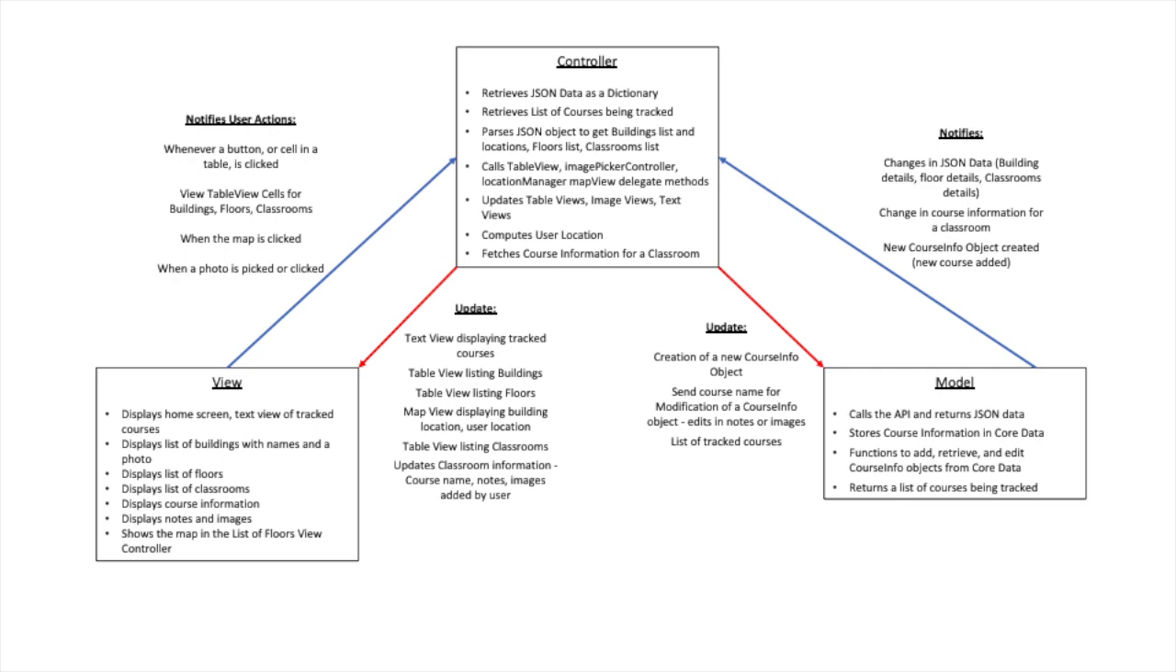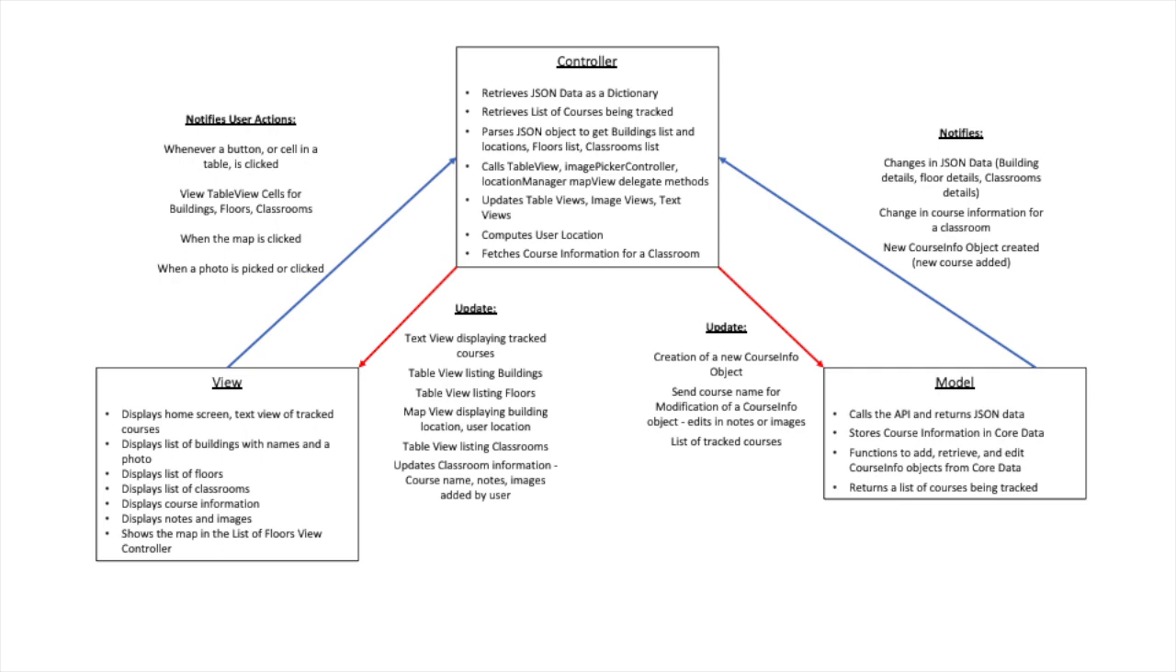Its functions include retrieving the JSON data from the model returned via the web API call, retrieving a list of courses being tracked from the course info module class, and parsing the JSON object at various stages to obtain specific data. The controller calls all the delegate methods for the table view, image picker controller, location manager, and map view features. It also updates the table views, image views, text views, and other UI features. At the logical level, it is creating the course info object to add or update information for a course. It is also receiving and updating the list of tracked courses from the model.